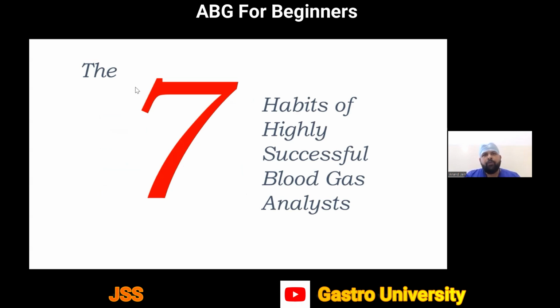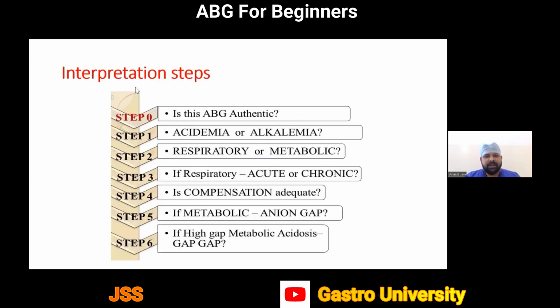Now, if you want to read an ABG properly, you should have certain habits of successfully analyzing the ABG. What are these 7 habits? The first is that one should be aware whether the ABG which he or she is reading is authentic or not. Once you have established the authenticity of the ABG, then comes whether acidemia is present or the ABG is having alkalemia. If it's acidemic, whether it's respiratory or metabolic.